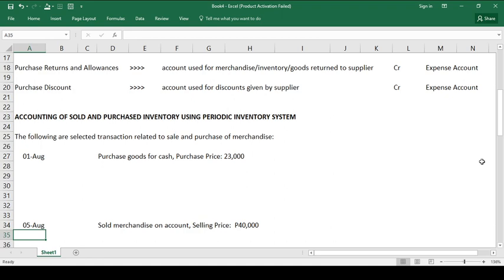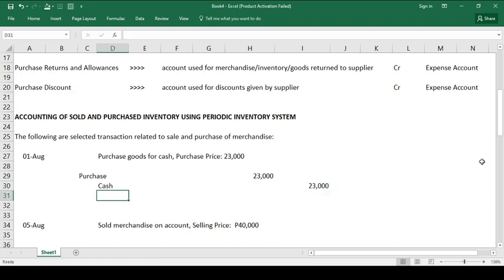The first transaction that I will present is the purchase of goods for cash for a purchase price of 23,000 pesos. Take note, if it is purchases, we will use the purchase price in recording. In this particular transaction, we are in the perspective of the buyer, okay? So we will record debit purchases because this is an expense account. Purchases amounting to 23,000 pesos because that is the purchase price. And then we will credit cash for 23,000 pesos.